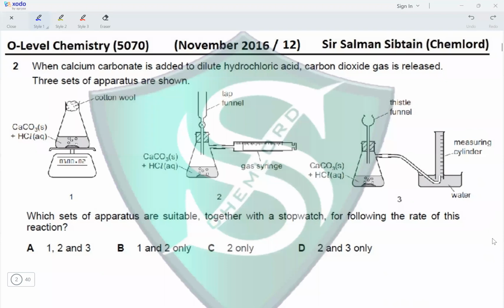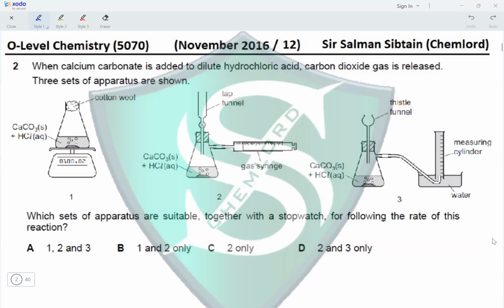Question 2. When calcium carbonate is added to dilute hydrochloric acid, carbon dioxide gas is released. Three sets of apparatus are shown. Which set of apparatus are suitable together with a stopwatch for following the rate of this reaction? So in order to follow the rate of reaction, we need to time something. So in setup 1, we have a conical flask kept on a weighing balance. So we will time the decrease in the mass of the container because CO2 gas will be lost.